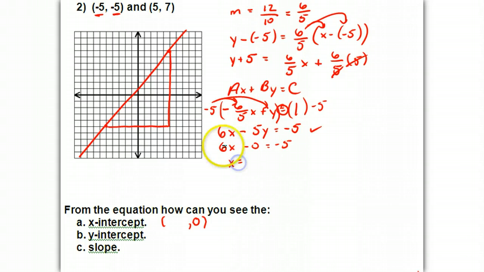X is equal to... I'm going to isolate for x, which means I'm going to divide both sides by 6, right? So that gives me x is equal to -5/6. So it looked like it was -1. They're tricking you, and actually it's -5/6.